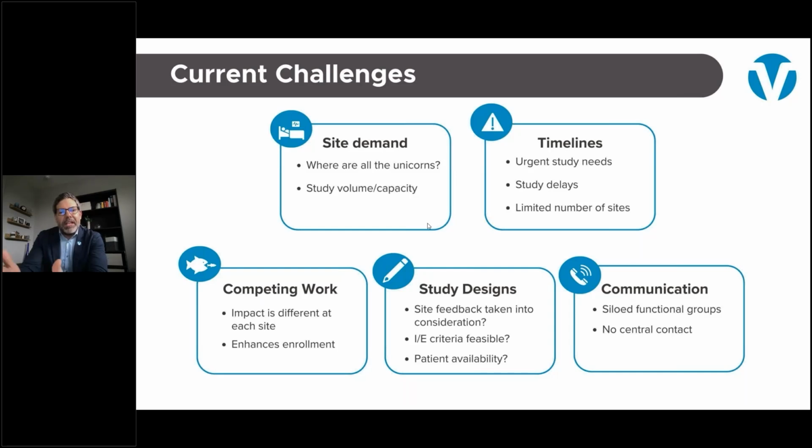Holistically, competing work can be a positive, in my opinion. The patients can enroll in that study that fits their criteria, which ultimately encourages future participation. Study designs. We have to get site feedback early on. It's so critical. This includes discussions around IE, comorbidities, con meds, and Harry will be touching on this in a few slides in greater detail.